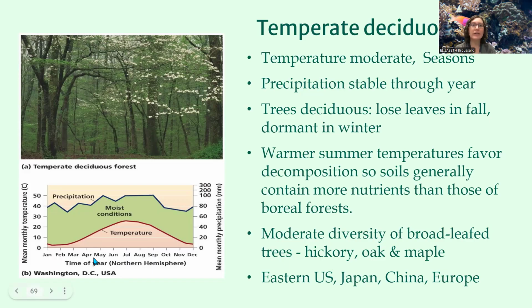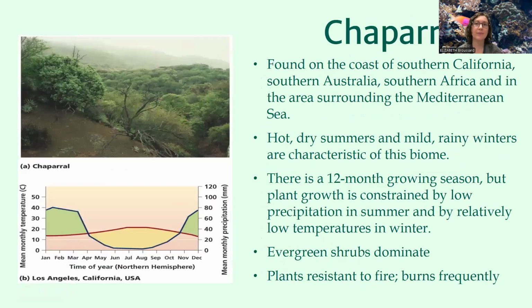Precipitation stable. We're going to look at more darker forests in comparison to the last one. Still nutrient rich because of that warm temperature, favoring decomposition. Good biodiversity. This is what I'm usually thinking of, like a true forest. So we're thinking about our black bears, our foxes, all of those, and our wolves. These are going to be part of our temperate deciduous forest.